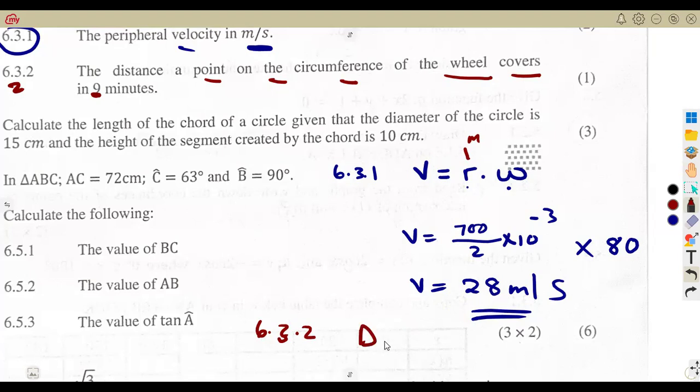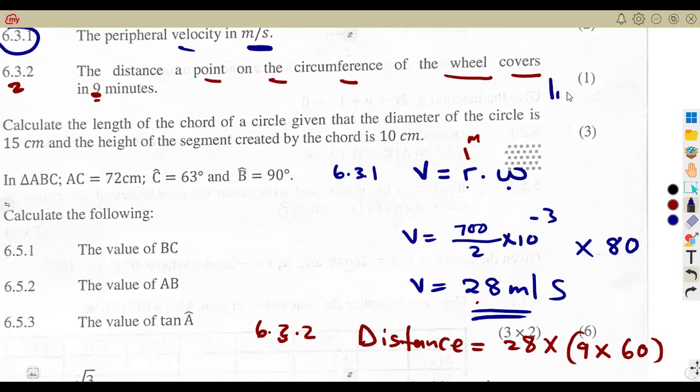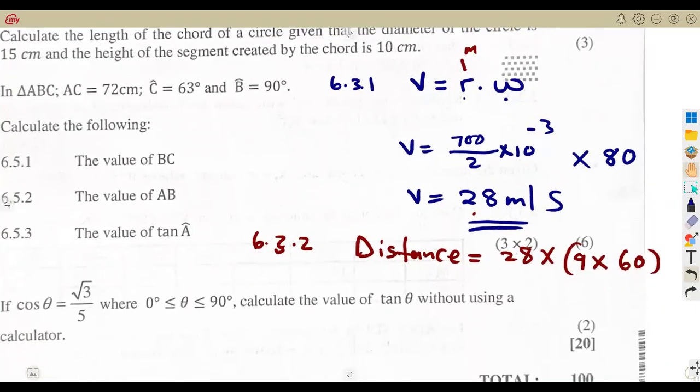So what is going to be the distance? Remember, distance is simply velocity times what? Times time. So you take the 28, you multiply the time per second. There you are given 9 minutes. So you must convert that to seconds. 9 times what? 9 times 60. Remember, in a minute, we've got 60 seconds. So you have to multiply by 60 the number of minutes that you're given there. That's giving us the distance in meters. So it was going to give 15,120 meters, just like that.